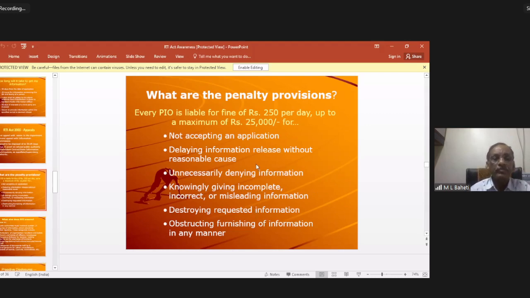What are the penalty provisions? There are various penalty provisions prescribed under the statute. Every PIO is liable for a fine of rupees 250 per day, up to a maximum of rupees 25,000, for not accepting an application, delaying the information release without reasonable cause, unnecessarily denying the information, knowingly giving incomplete, incorrect, or misleading information, destroying the requested information, or obstructing furnishing of information in any other manner. These penalty provisions are particularly in the Act because many PIOs are not interested in giving the information.